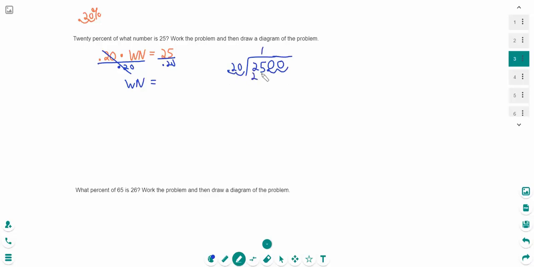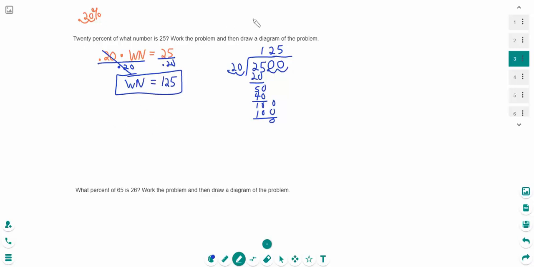20 can go into 25 once, into 50 twice, and then into, bring down another 0, 100 5 times, which is going to work out really nicely. So we have 125 is the what number? Okay? So 20% of 125 is 25. All right, so that's working the problem.